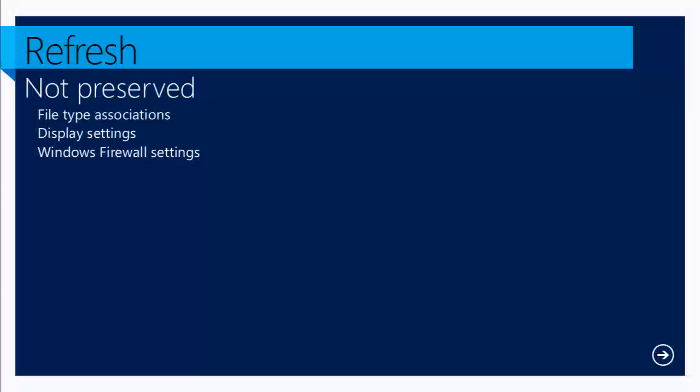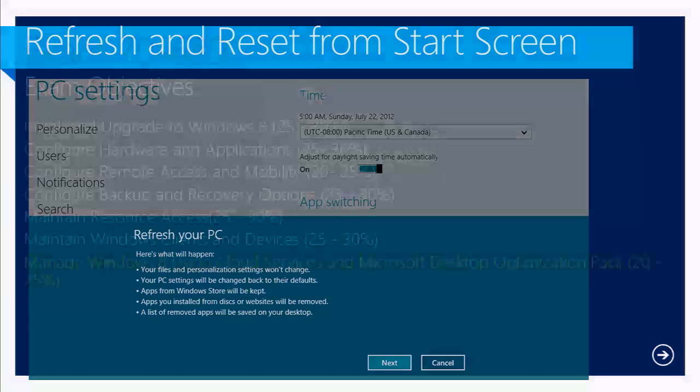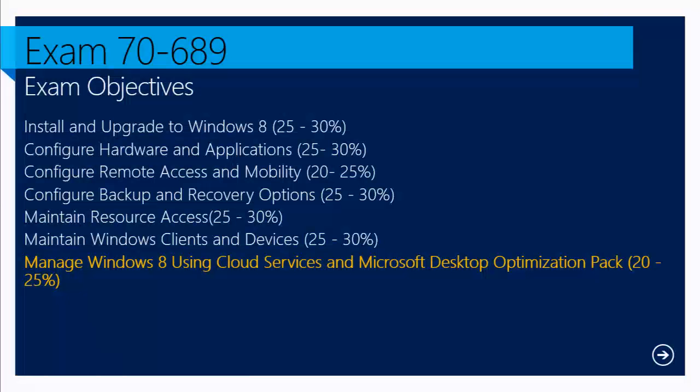But do your firewall settings through GPOs. Refresh and reset from the start screen. You can see here, you go down, refresh your PC, you click next a few times, and everything's refreshed. Just make sure you get the refresh and reset straight before you do it.